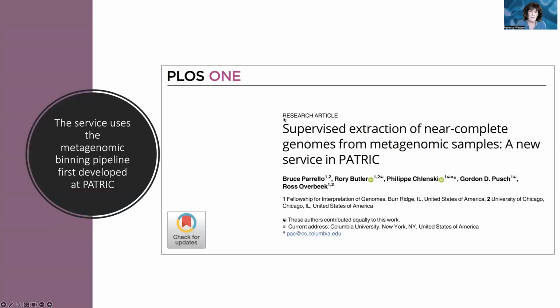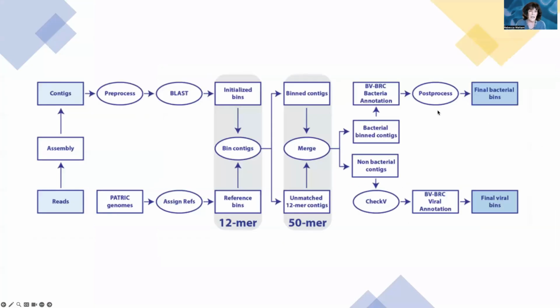So this service uses this metagenomic binning pipeline that was developed by Perello out of Overbeek's group. They're a powerful bioinformatics group at Argonne National Lab, and they first developed this for the Pathogen Resource Integration Center, which is now part of BV-BRC. And it's a kind of complicated pipeline.